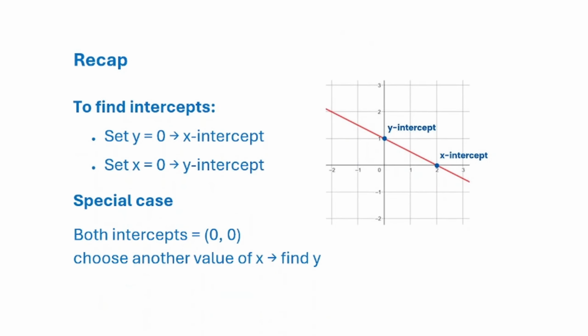Let's summarize. To find intercepts, set y equal to 0 to find the x-intercept. Set x equal to 0 to find the y-intercept. If both intercepts are (0, 0), choose another value of x and find y. This method works very well, but it is not the only way to draw a straight line.